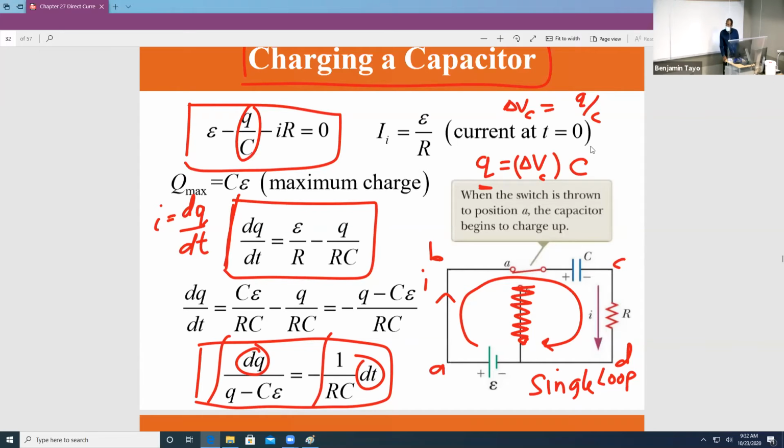I don't know if you guys have seen something like this. Are you guys in Calc 2? Calculus 2? Yeah. Have you guys seen anything on differential equations yet? Some basic differential equations.